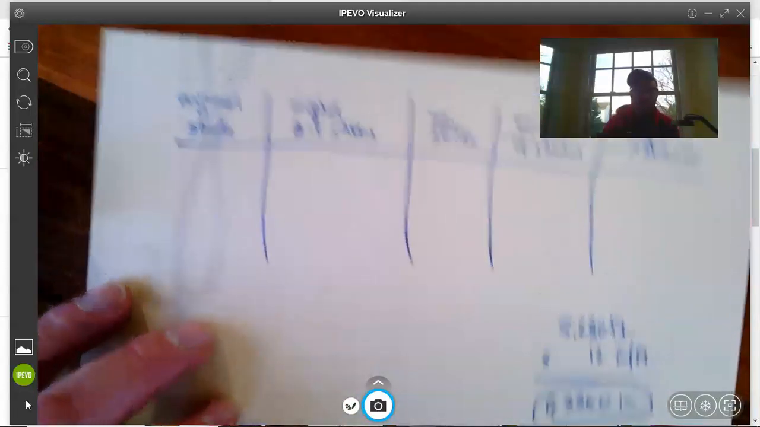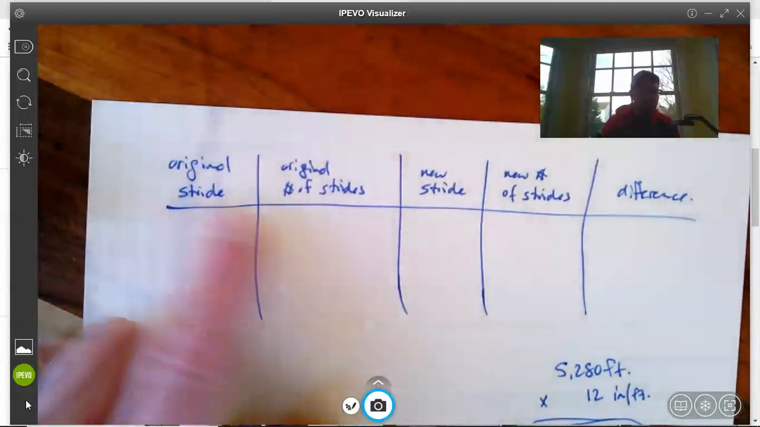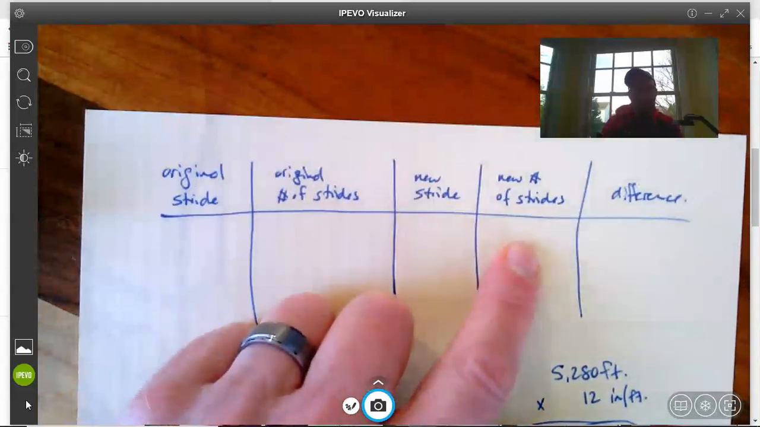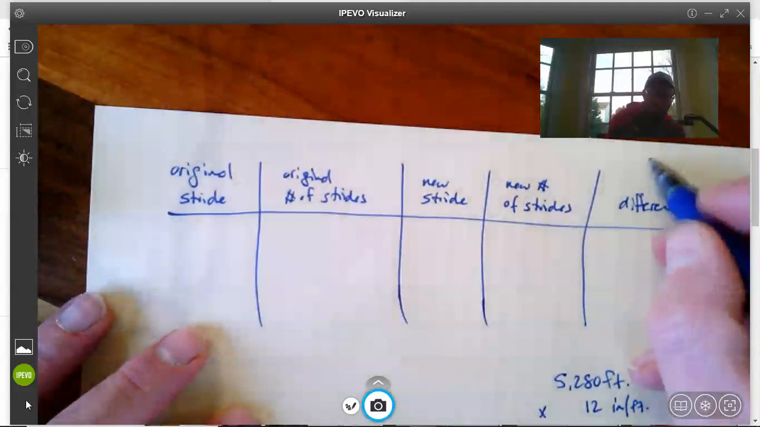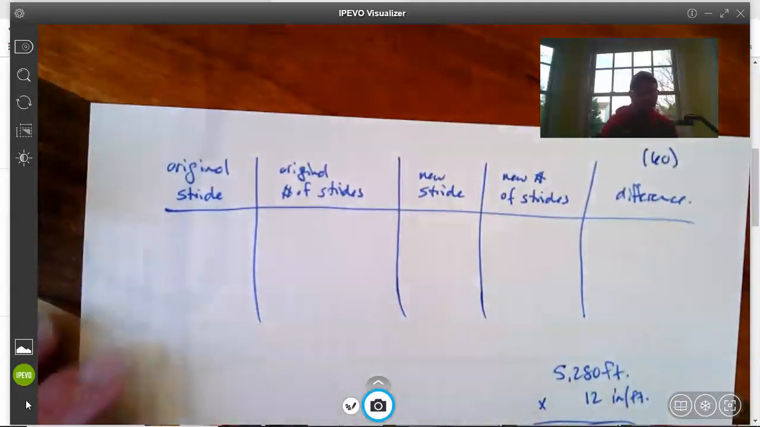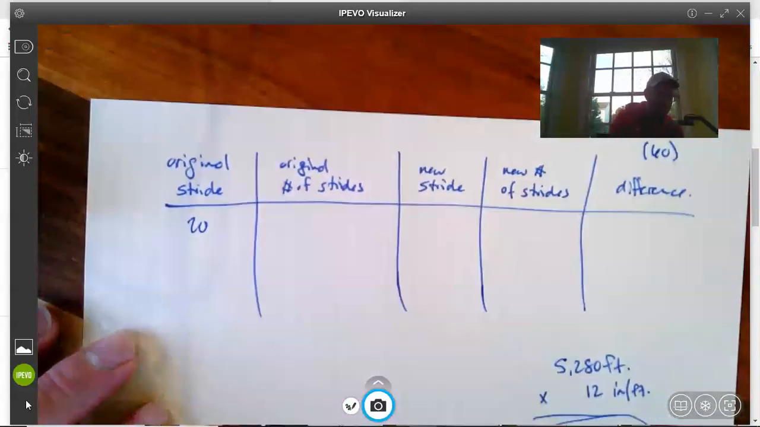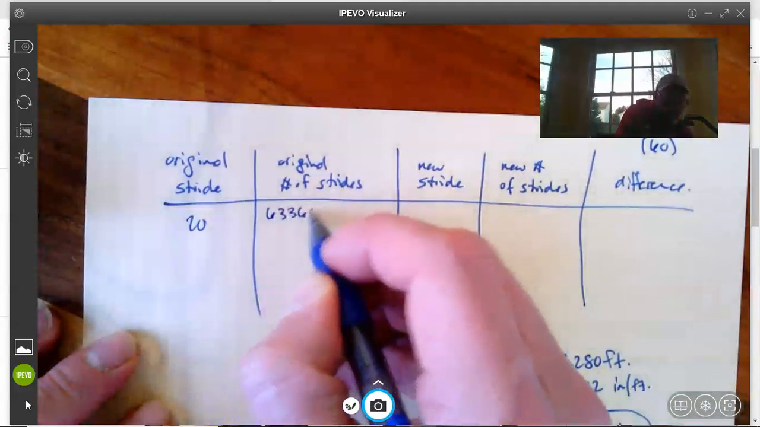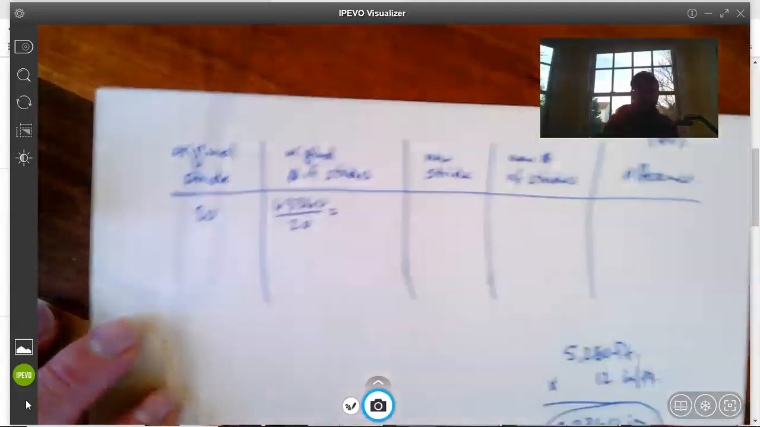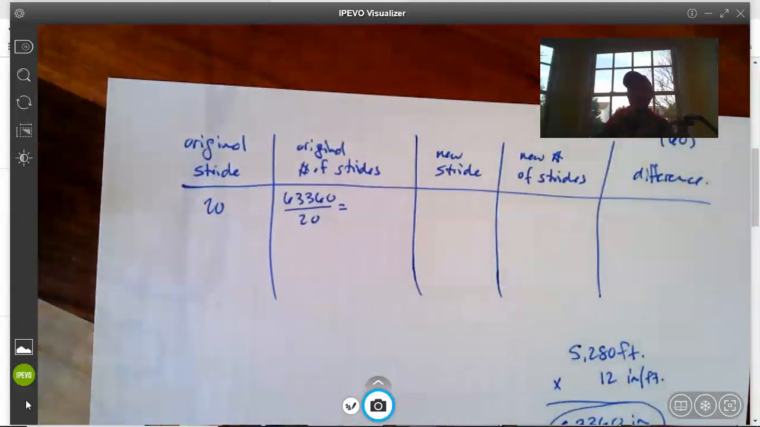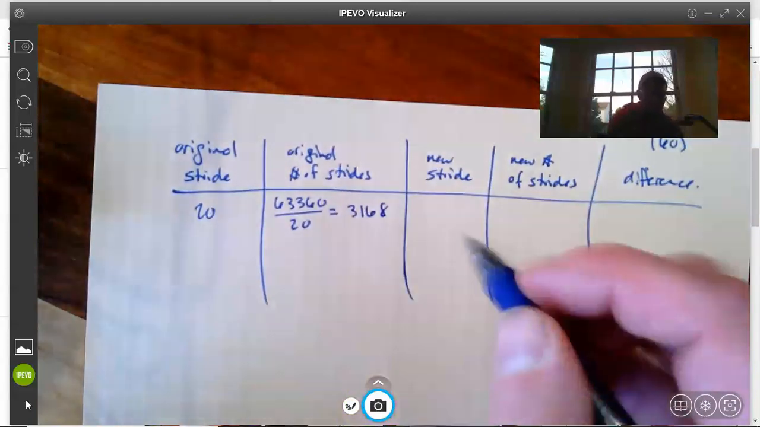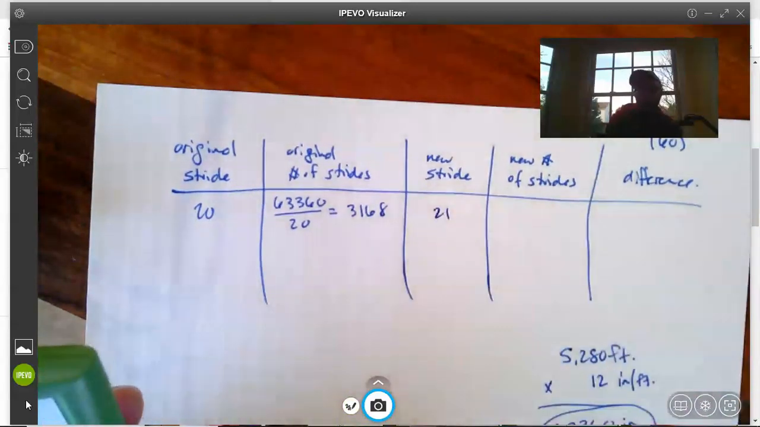Let's just pick a number for my original stride. We're going to do a guess and check. So there's my original stride, my original number of strides, my new stride size, my new number of strides, and then the difference. And we're looking for 60. Let's pick 20 inches. The number of strides would be 63,360 divided by 20, because I'm dividing this huge length into pieces of size 20. That gives us 3,168 strides.